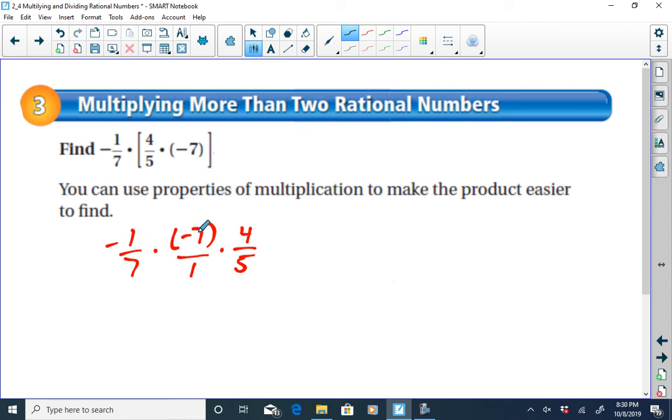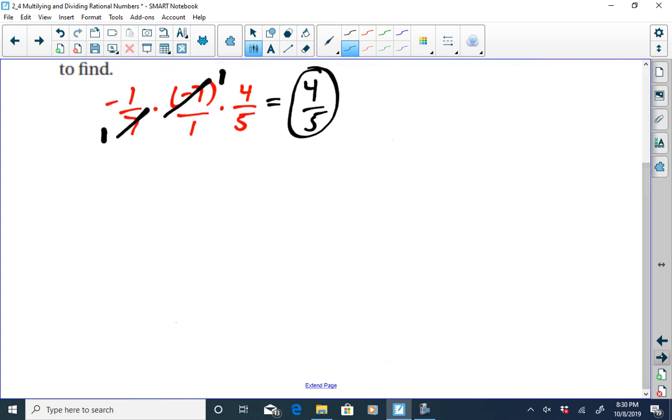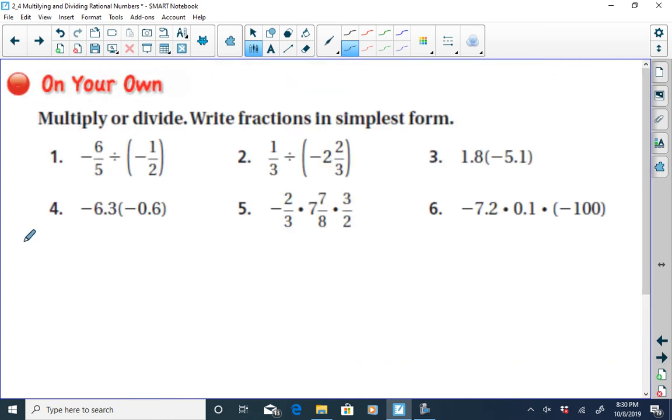And I have 7 in the numerator. It's going to cancel the 7 in the denominator. So they become 1s. So essentially we're multiplying 1 times 1 times 1. 1 times 1 times 4, which is 4. 1 times 1 times 5, which is 5. And yes, the product will be positive because I have an even number of negative factors. So my answer here would simply be 4/5. All right? We continue. All right? Let's do each one of these.